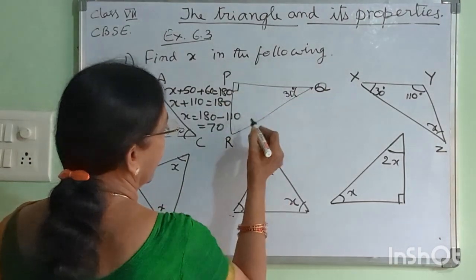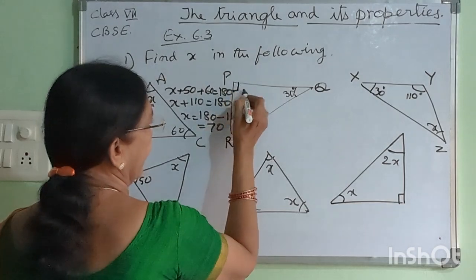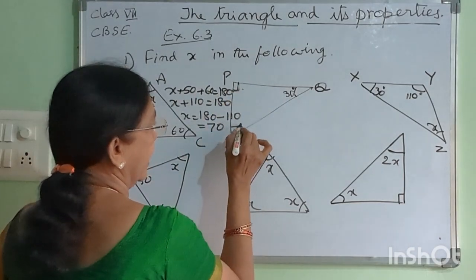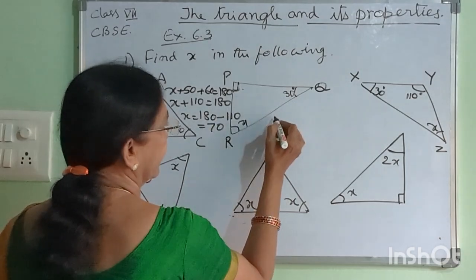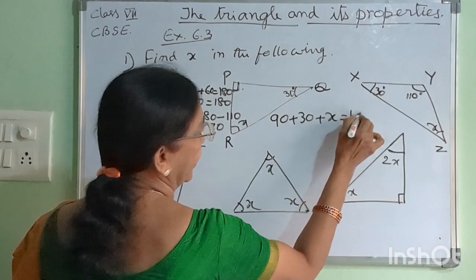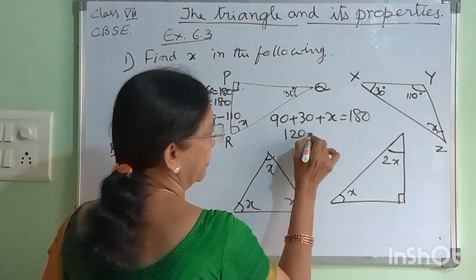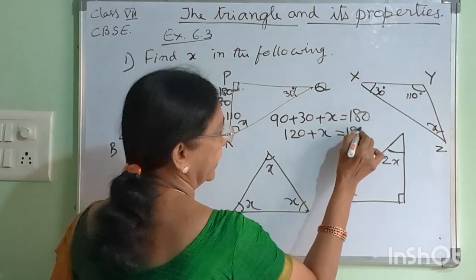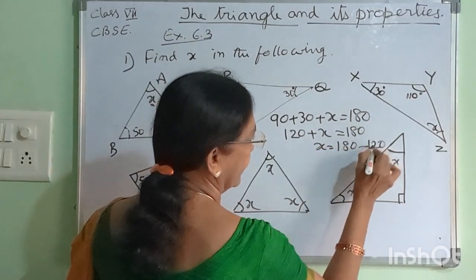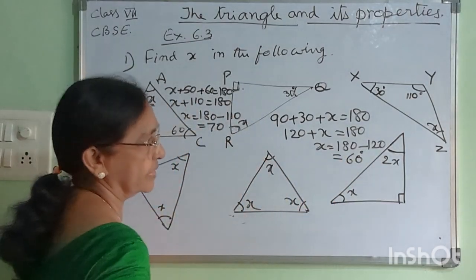And in this figure, this angle is 30 degrees and this is a right angle, 90 degrees. If we write it like this, it is 90 degrees and this is x. Therefore, 90 plus 30 plus x is equal to 180 degrees. Therefore, 90 plus 30, 120, plus x is equal to 180 degrees, or x is equal to 180 minus 120, which is 60 degrees. Therefore, here this angle is 60 degrees.